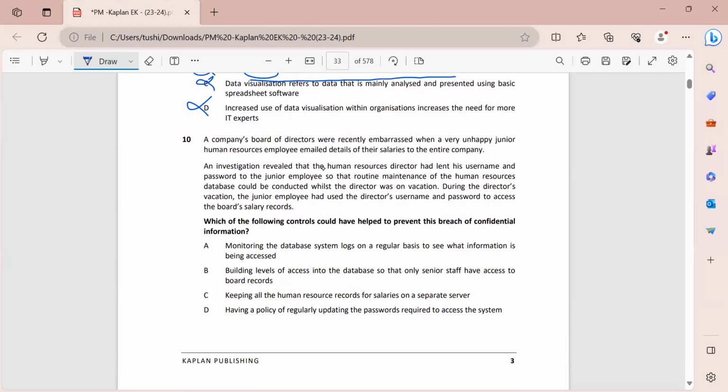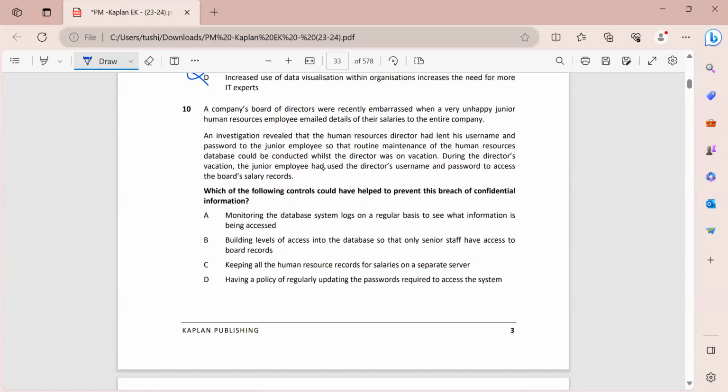Now, moving on to the 10th one, a company's board of directors were recently embarrassed when a very unhappy junior human resources employee emailed the details of their salaries to the entire company. An investigation revealed that the HR director had lent his username and password to the junior employee so that routine maintenance of the human resources database could be conducted whilst the director was on vacation. During the director's vacation, the junior employee had used the director's username and password to access the board's salary records.